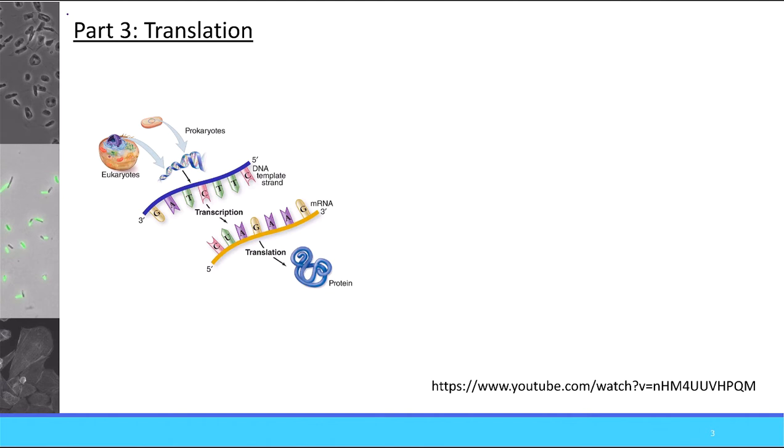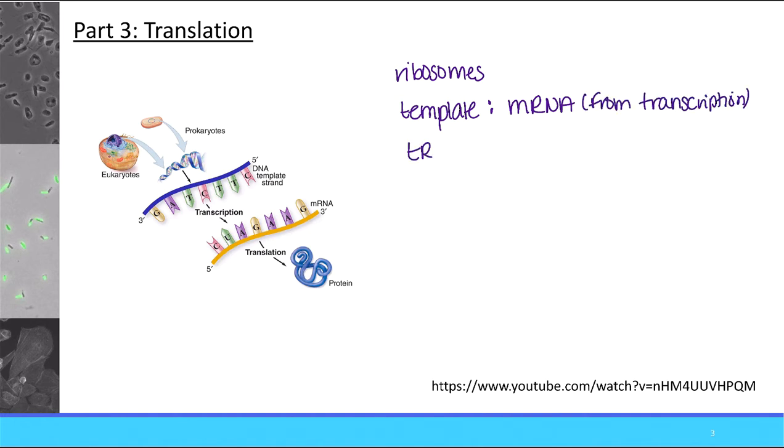So we're going to start with a brainstorm, and for this brainstorm question, we are going to think about what are the pieces that we need for translation. So we first need our ribosomes, and our ribosomes are going to help us make protein. We need our template because everything in all of these processes, be it replication, transcription, or translation, requires a template. So our template is going to be our mRNA that came from transcription. And then we are going to need our tRNAs, which will help carry the amino acids. And of course, we need the amino acids, which are our building blocks.